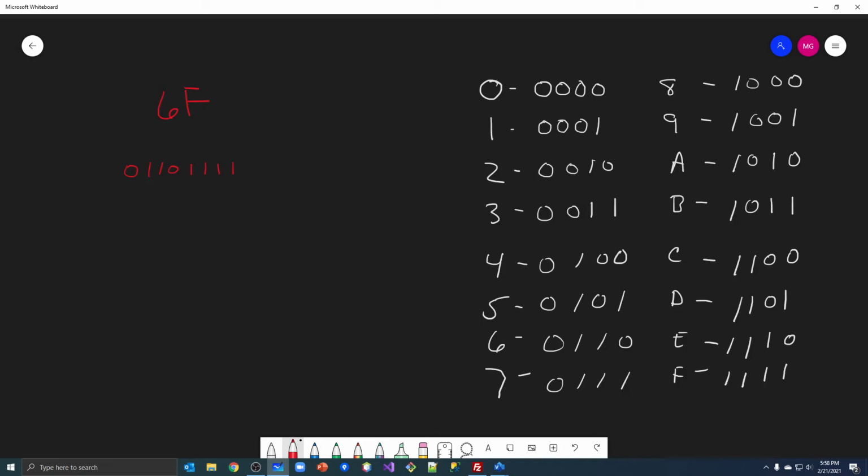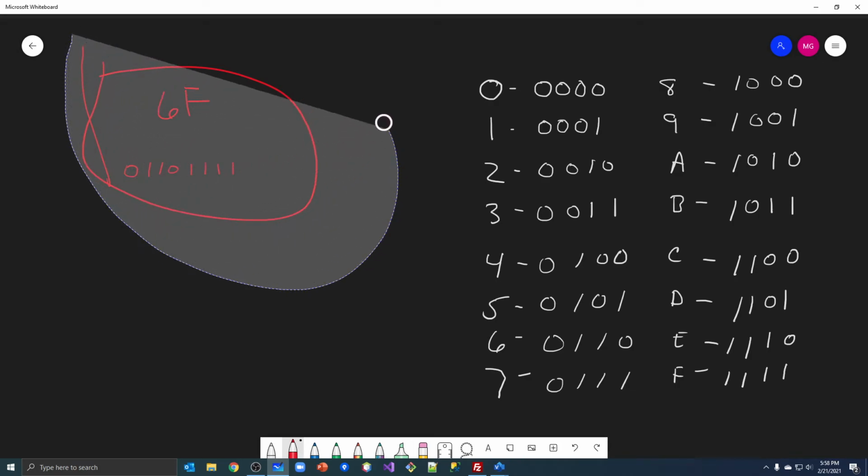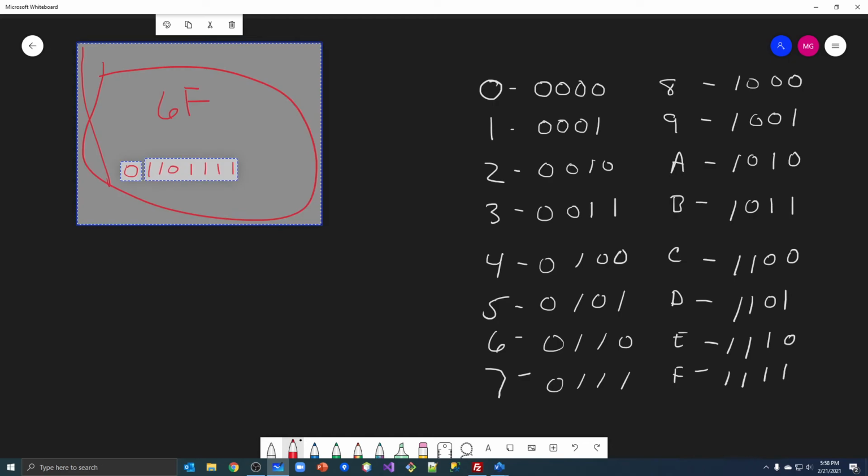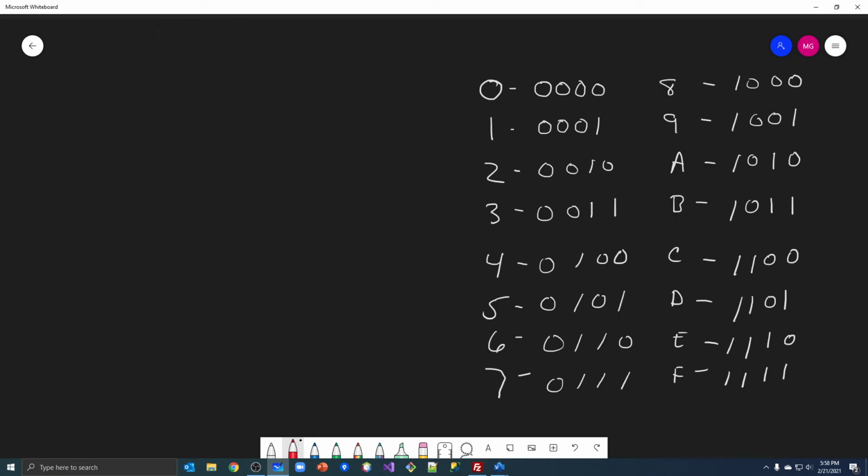Let me see if I can. That's not what I wanted to do. I thought there was a thing I could do with my pen here. Aha, there it is. I'm starting to like this little tablet that I'm using.